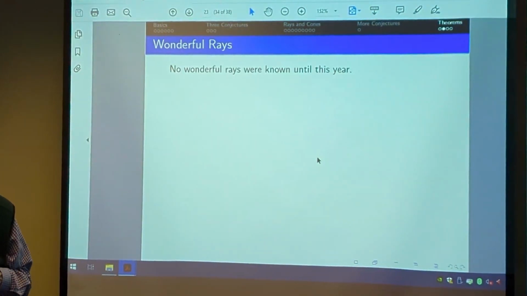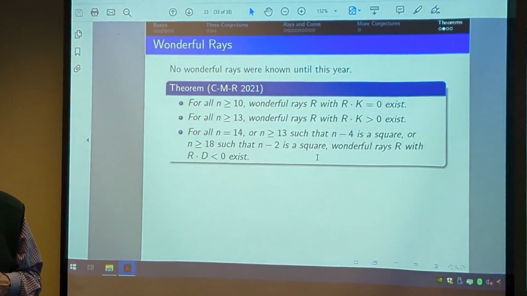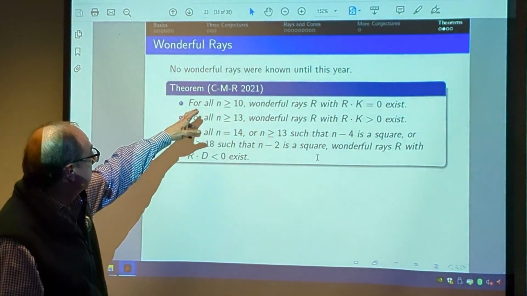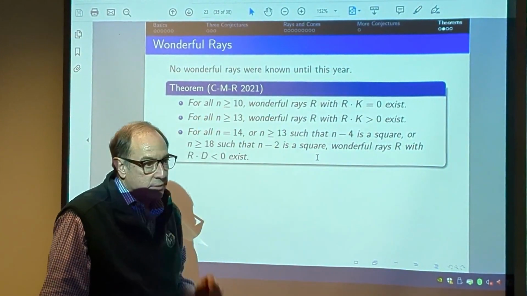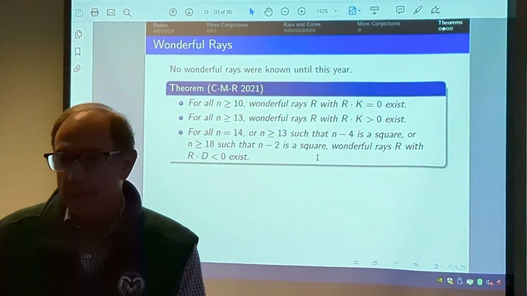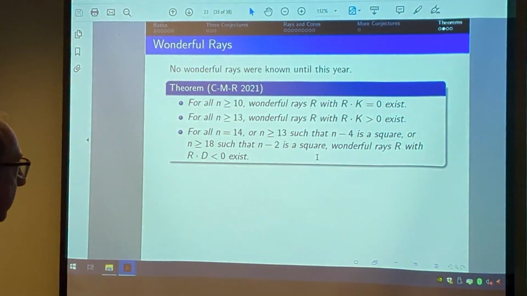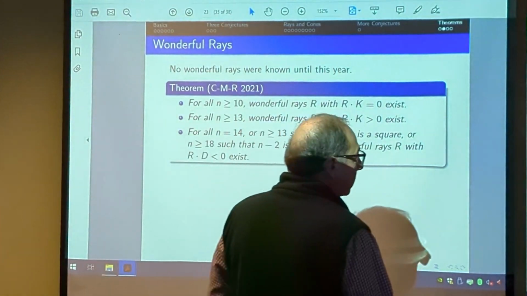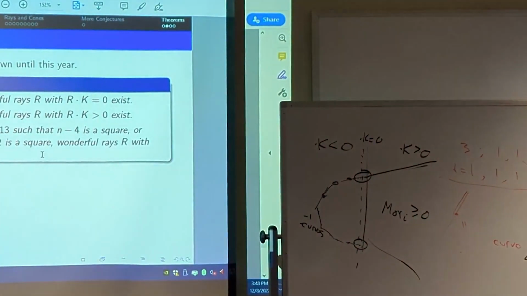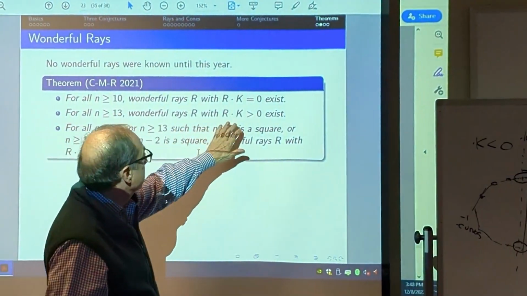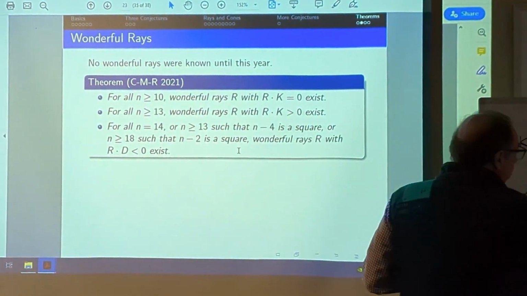No wonderful rays were known until this year. This is the theorem: for all n greater than 10, we found wonderful rays. And they meet the canonical class at 0, so they're right on the boundary. When n is 13 or more, wonderful rays exist that are over here.